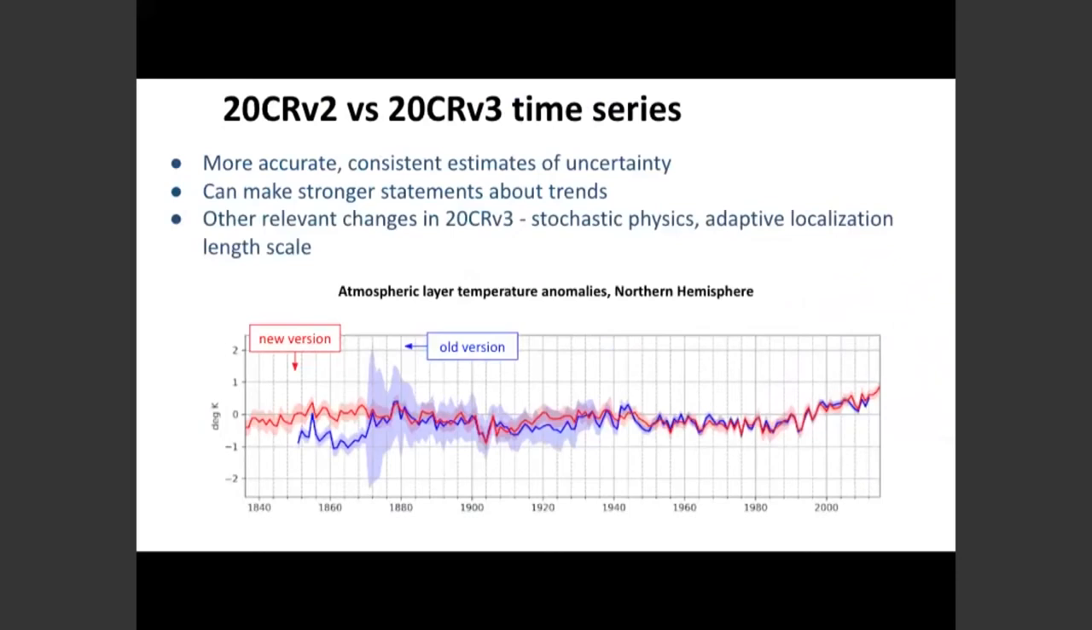And revisiting that time series that I showed at the beginning, the blue one is for 20CRV2 and the red one is for 20CRV3. We've eliminated those spurious jumps in the uncertainty estimate. So it seems like, to a first approximation, this very simple algorithm does a pretty good job in adapting and producing a more consistent estimate of the analysis uncertainty, at least the random component, as the observing network changes.